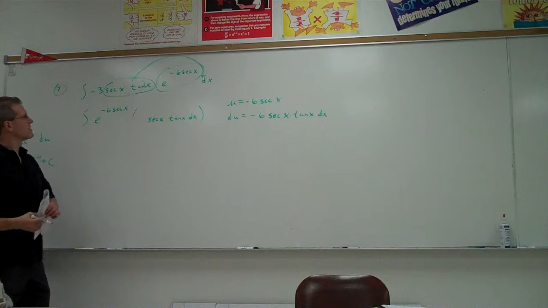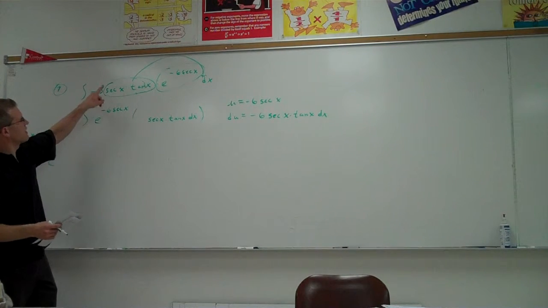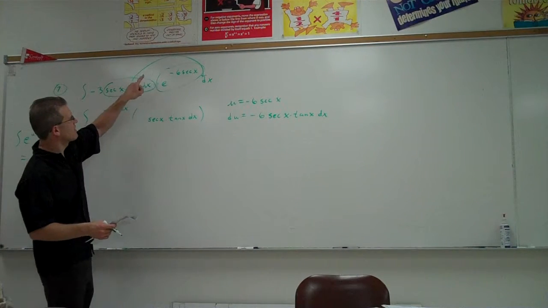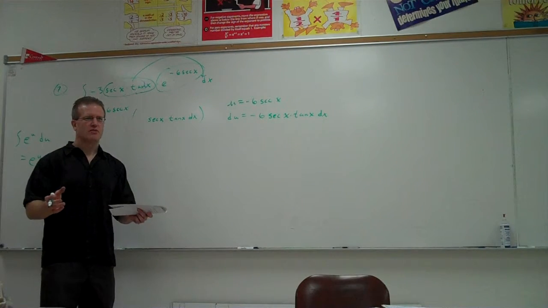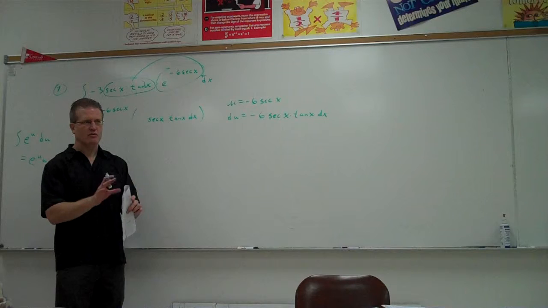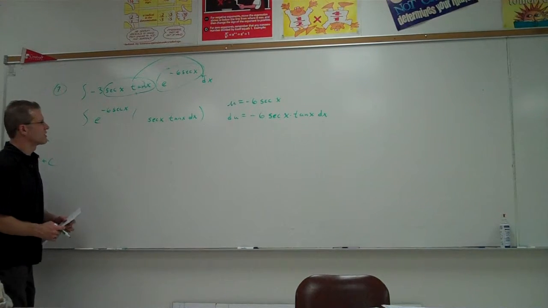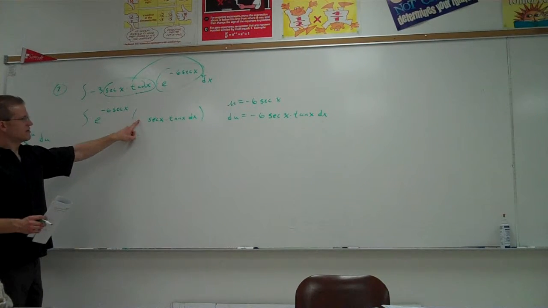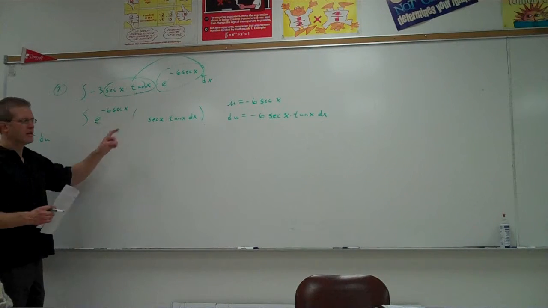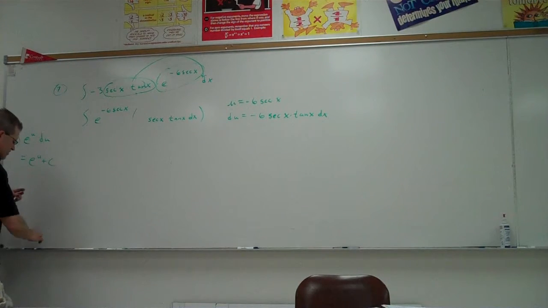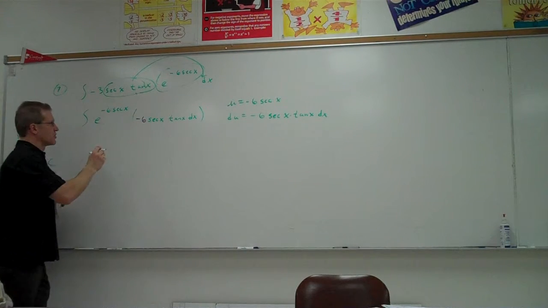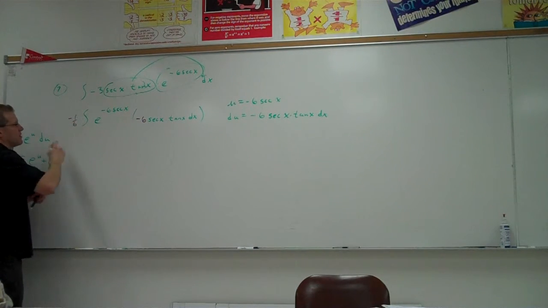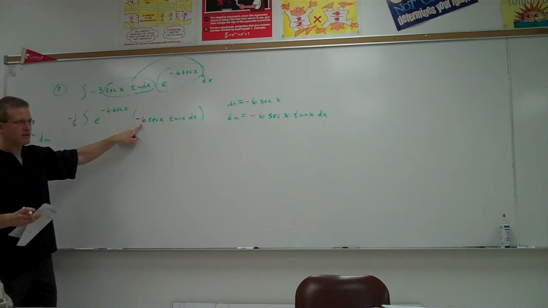I can move things around because everything's multiplied together. This is negative 3 times secant of x times tangent of x times e to the negative secant of x times dx. So with multiplication, you can use the commutative and associative properties and move everything around wherever you need it. Okay? Now, what's the other number I need right here? Negative 6. I need that negative 6 there, don't I? So I can put a negative 6 there, as long as I multiply by negative 1/6 out front, because negative 1/6 times negative 6 is 1.